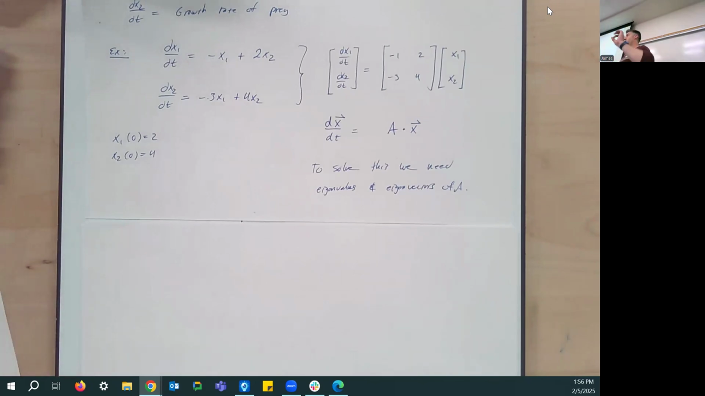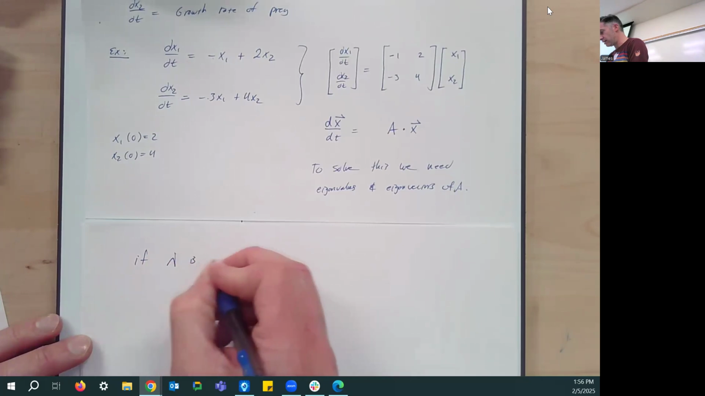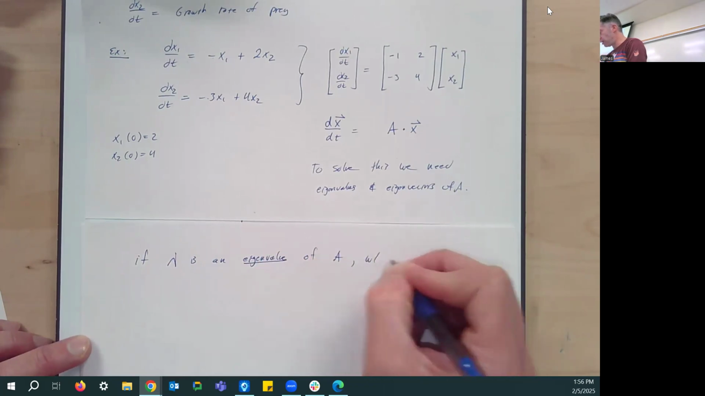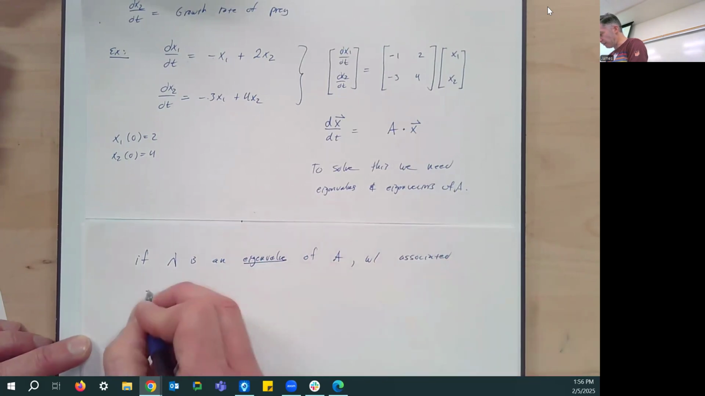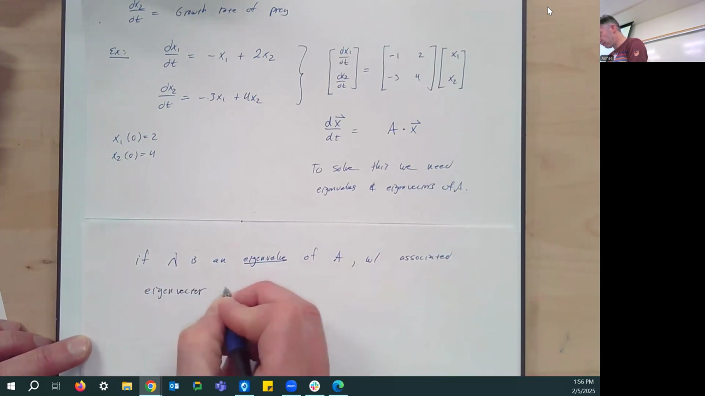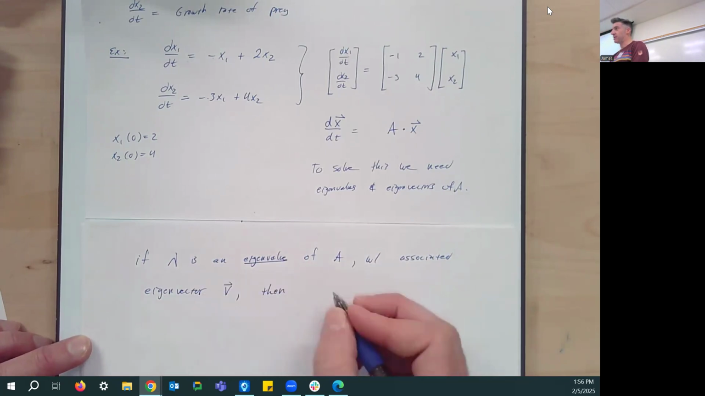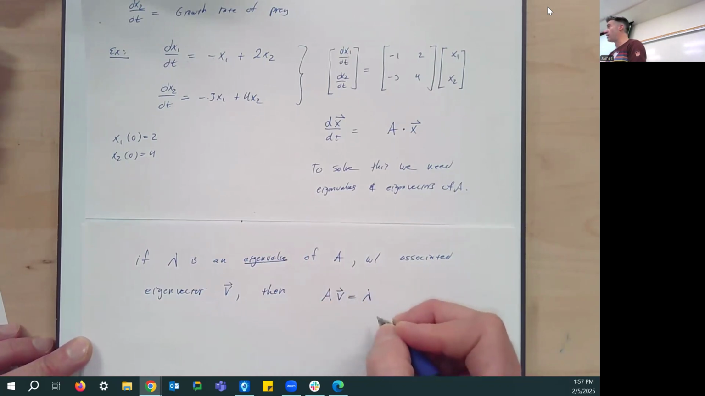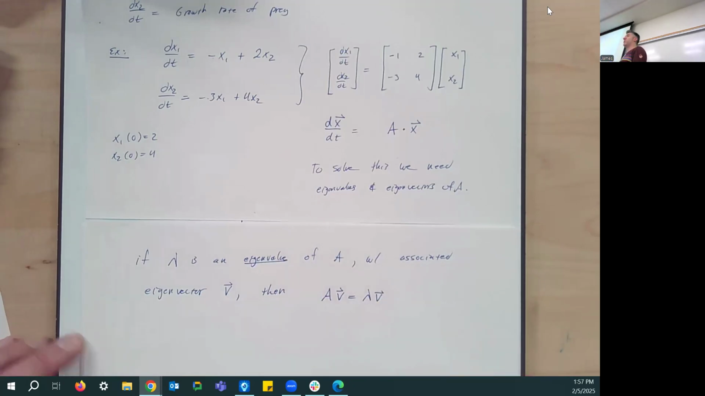The point is that last quarter in 17b we talked about eigenvalues and eigenvectors, and the whole point of an eigenvalue-eigenvector pair is that if lambda is an eigenvalue of the matrix A with associated eigenvector v, then matrix A times the vector v is equal to the constant lambda times the vector v. Multiplying the matrix by its eigenvector is equivalent to multiplying lambda by the eigenvector. In other words, A times the vector just gives you a multiple of that vector.